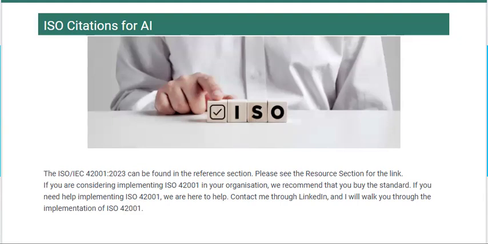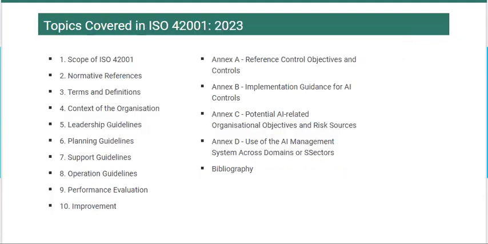Topics covered in ISO 42001, 2023. 1. Scope of ISO 42001. 2. Normative references. 3. Terms and definitions. 4. Context of the organization. 5. Leadership guidelines. 6. Planning guidelines. 7. Support guidelines. 8. Operation guidelines. 9. Performance evaluation. 10. Improvement.